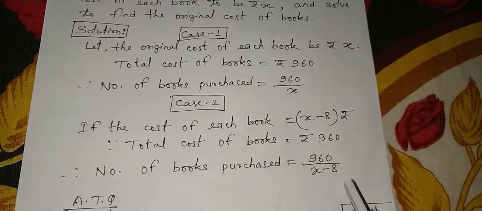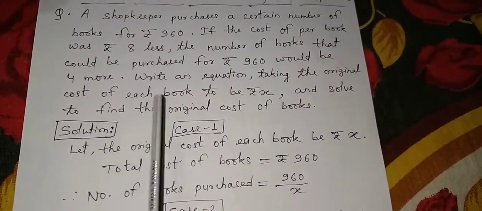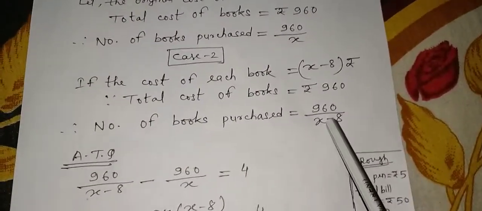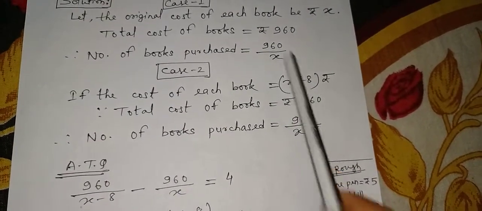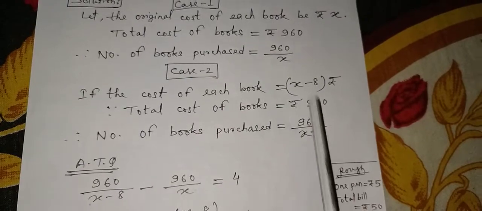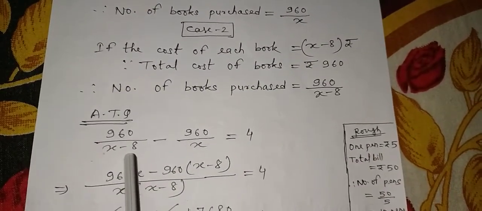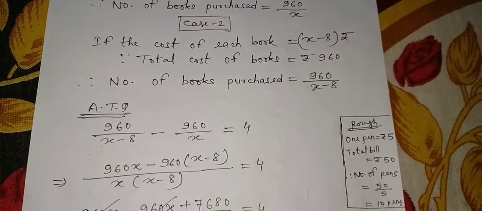So this number of books is more, this is less, and as per the question it is 4 more. This is 4 more compared to this. That means this is 4 more and this is 4 less. So according to the question, I can say this minus this equals 4. So 960 by x minus 8 minus 960 by x equals 4.